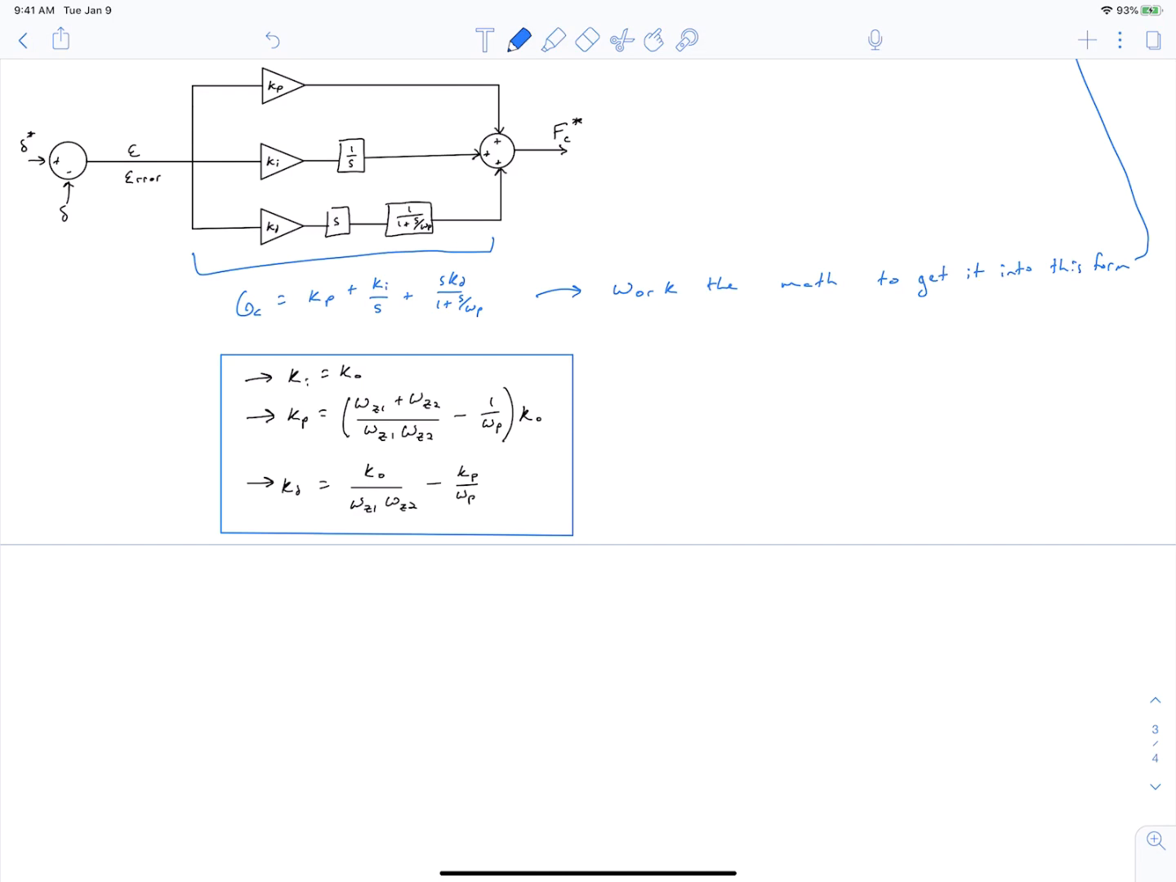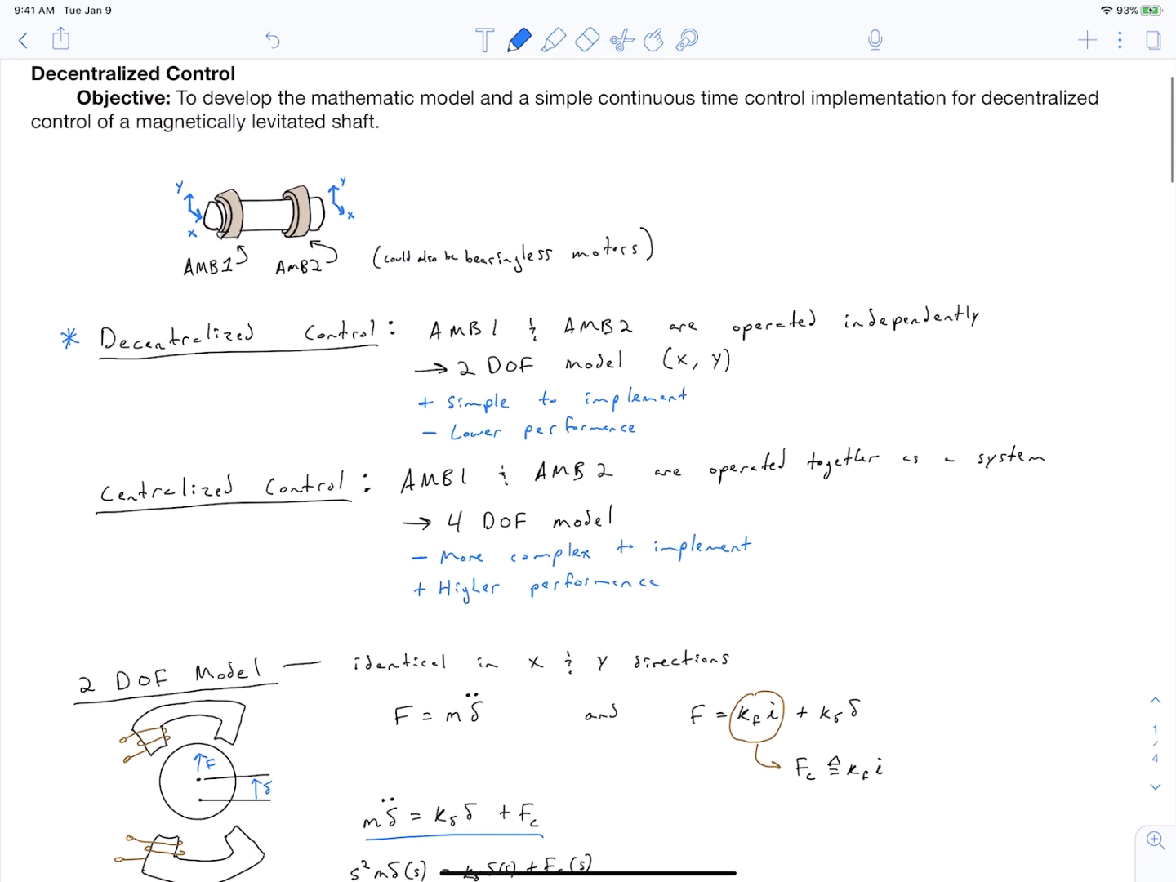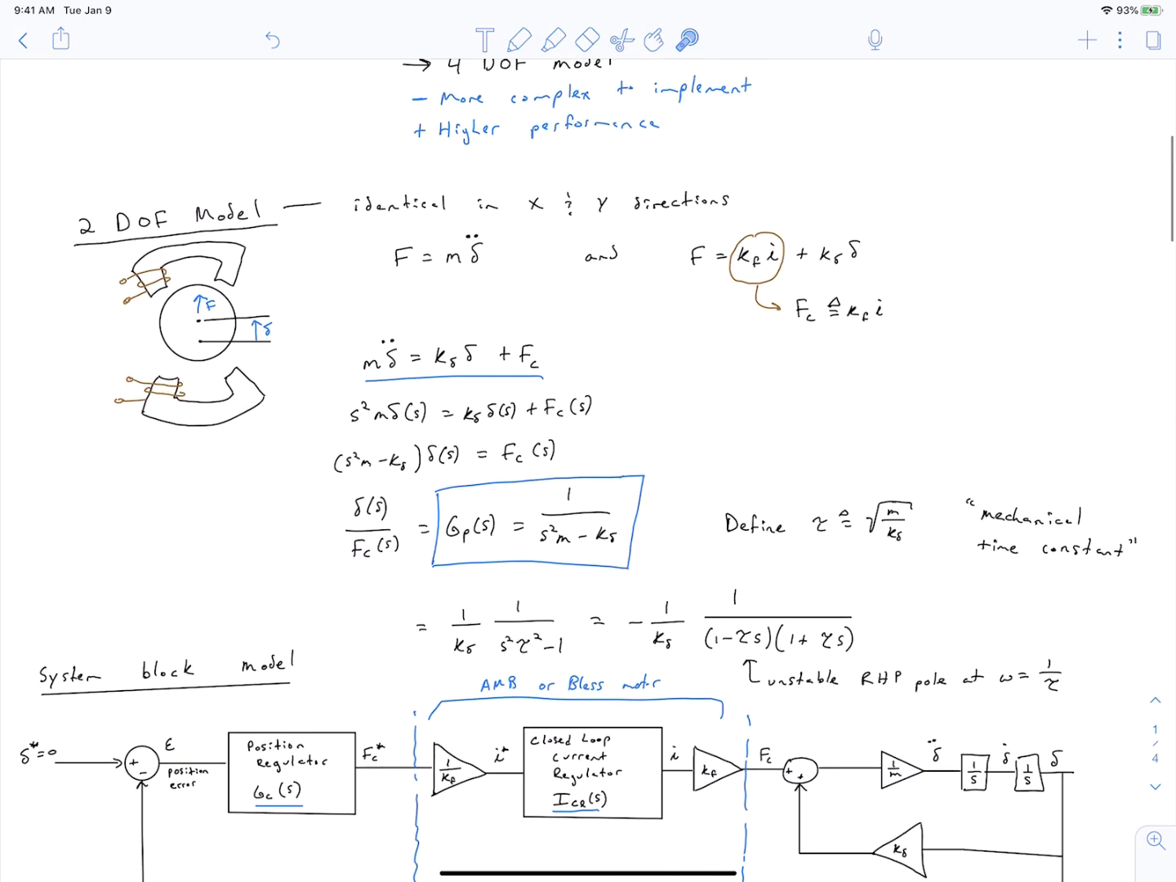All right, let's review what we've done. So in this video, we introduced the concept of decentralized control. We defined it in contrast to centralized control, which we'll talk about in subsequent videos, by noting that we look at a single actuator, which we drew out down here, and look at just how that actuator is able to produce forces on a shaft and how that changes the dynamics of the system, how it's able to move the shaft around.